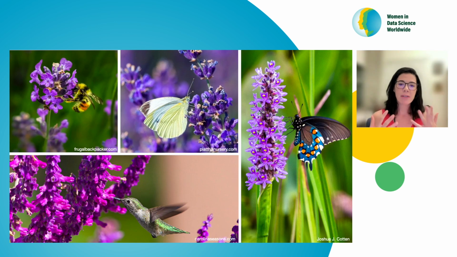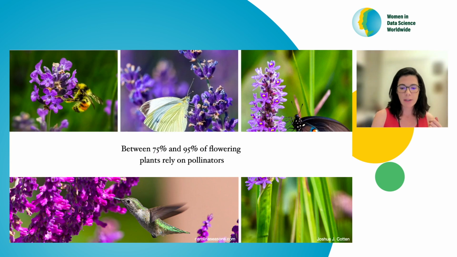There's an enormous diversity of interactions between plants and their flower-visiting animals, and it's estimated that between 75 and 95% of all plants that produce flowers rely on pollinators. And insects are the most important pollinators, but these key interactions and many others, if not all, are endangered.